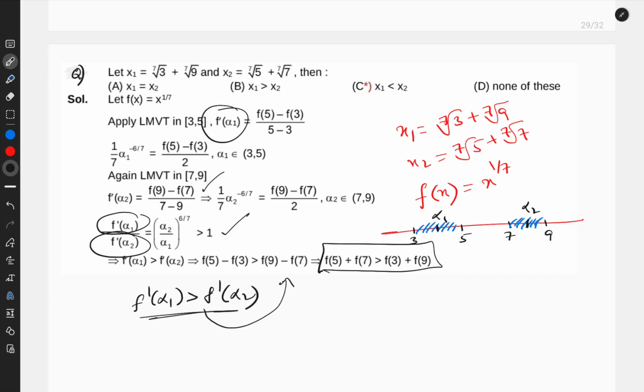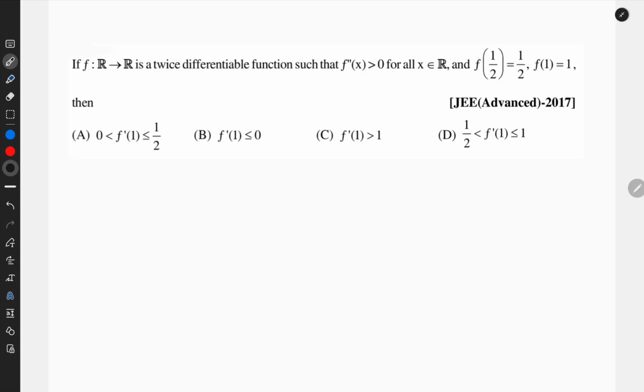In the question it is not mentioned, but we have to identify that whenever a function is continuous and differentiable, and you need to compare elements or inequalities, you may go with this. One more question, it's a previous JEE Advanced question from 2017.